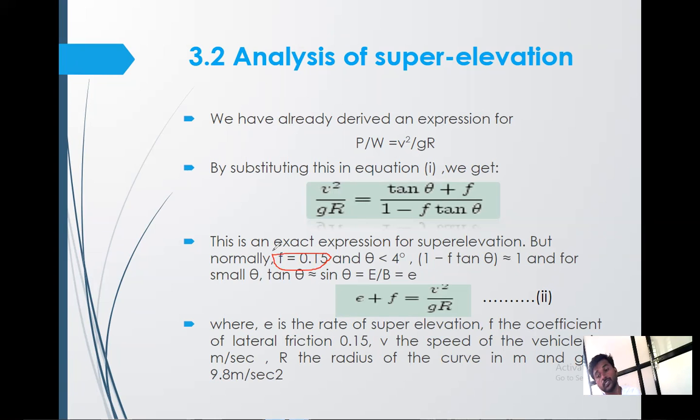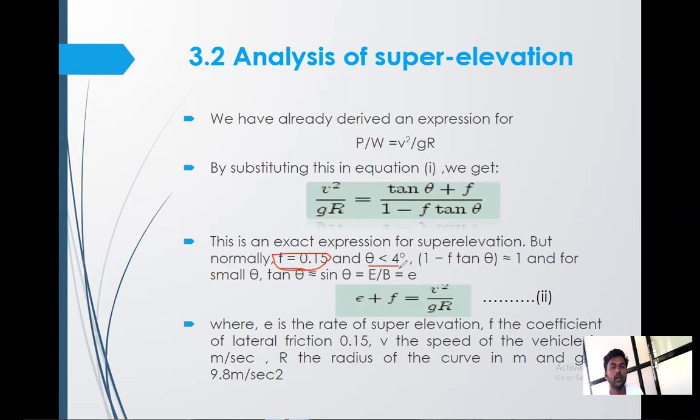I told you in the first lecture, at the start of our first chapter, that the longitudinal coefficient of friction is 0.35 to 0.4, and the lateral coefficient of friction is 0.15. Normally we will take F as 0.15 and theta should be less than 4 degrees. This is a very important term. F is equal to 0.15 and theta should be less than 4 degrees.